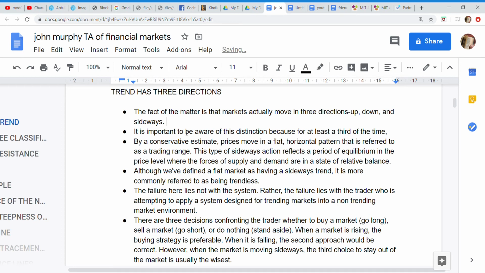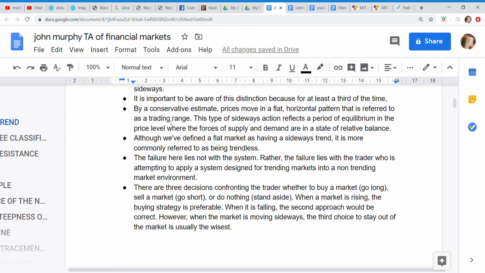The fact that matter actually moves in three directions: up, down, and sideways. So we know that now. Then it is important to be aware of this distinction because for at least a third of the time, by conservative estimate, prices move in a flat horizontal pattern that is referred to as a trading range.